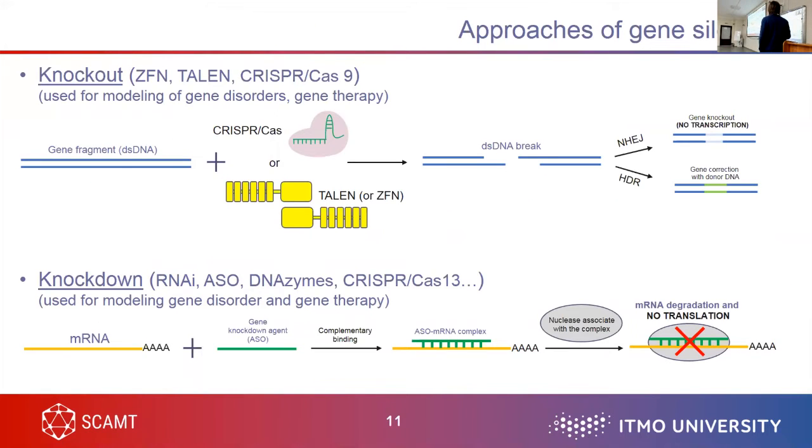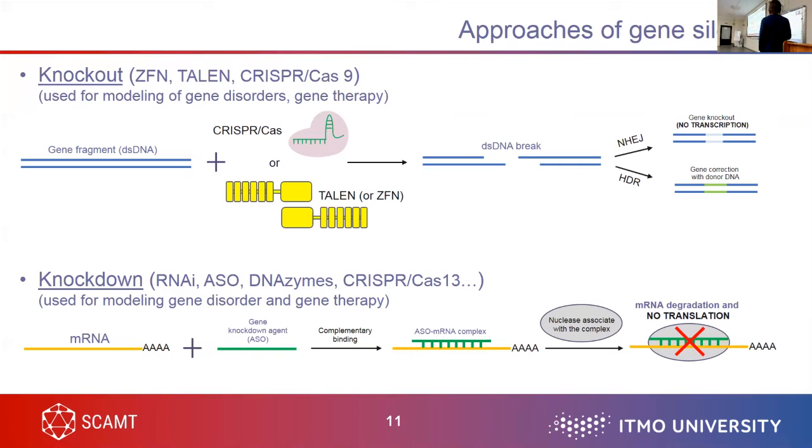So let's talk deeply about knockout and knockdown tools. The knockout tools include ZFN or zinc finger nucleases, TALEN, and CRISPR-Cas9. There is also CRISPR-Cas12, which I didn't include. The general mechanism of knockout tools is described here. There is our target gene fragment of double-stranded DNA, and there are knockout tools.